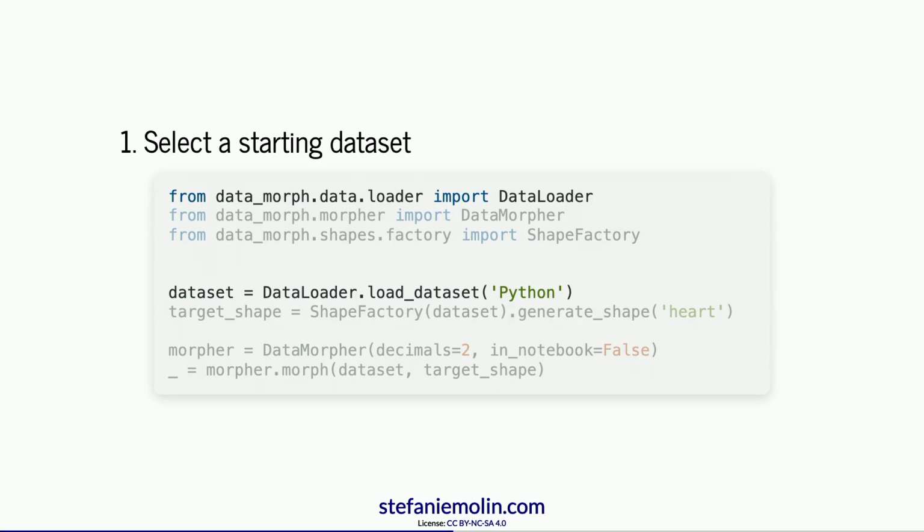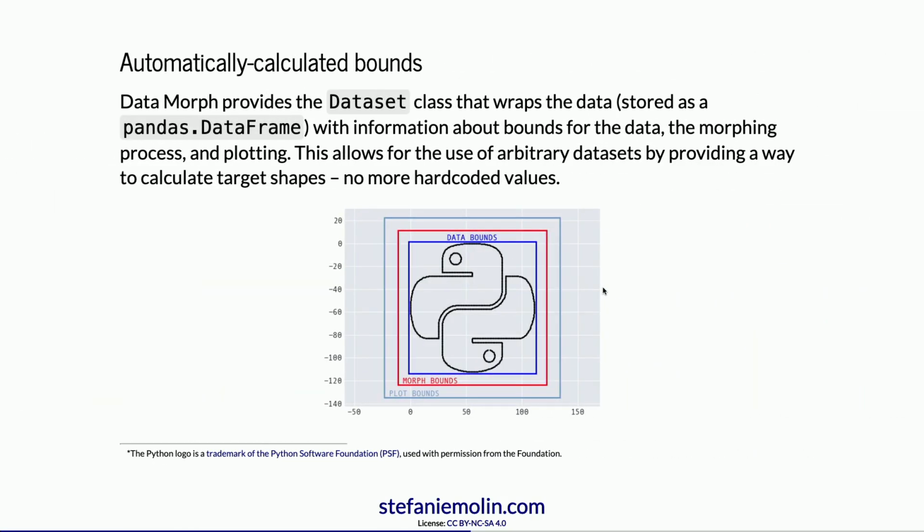So this is done with the data loader class in Data Morph. And this class has a load data set method where you provide either the name of the built-in you're using or a path to a CSV of points that you want to use. So a data set is not just a set of points. This was something that I added on top of the initial research. There was no abstraction of what it means to be the collection of points. And this is part of why Data Morph works for arbitrary data sets.